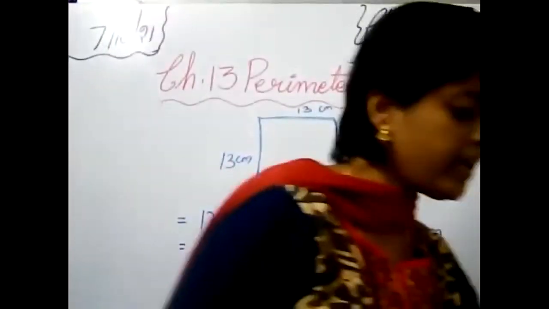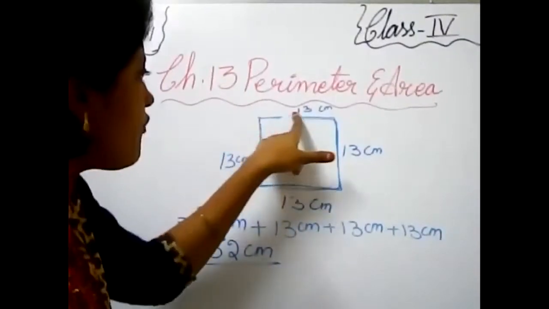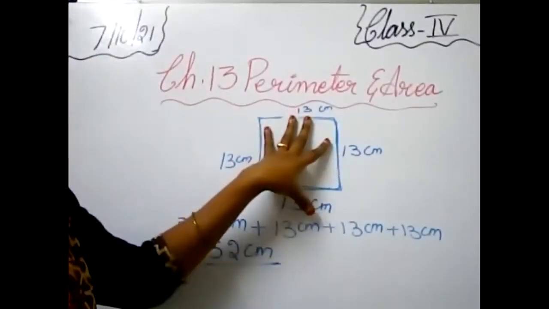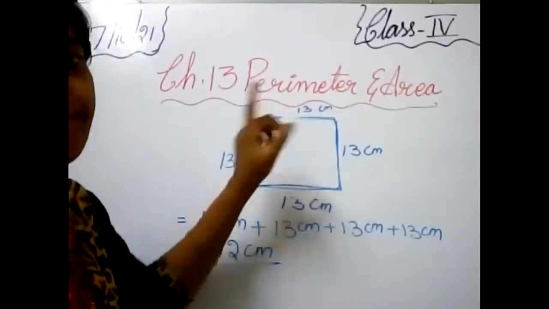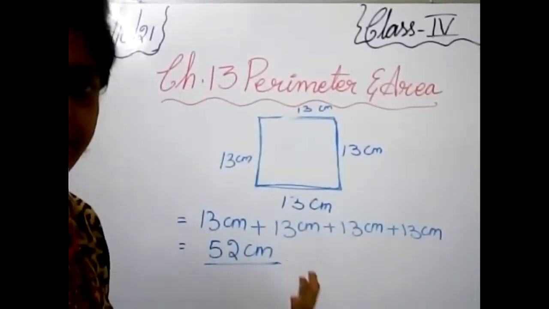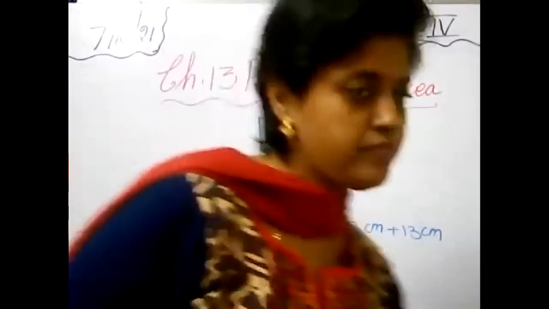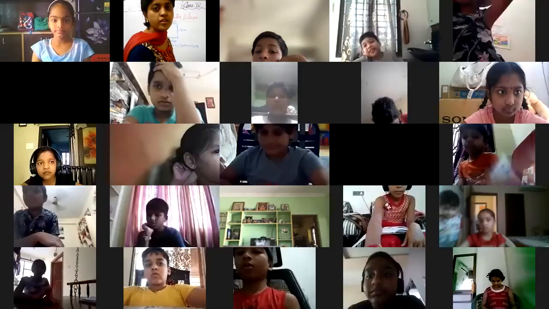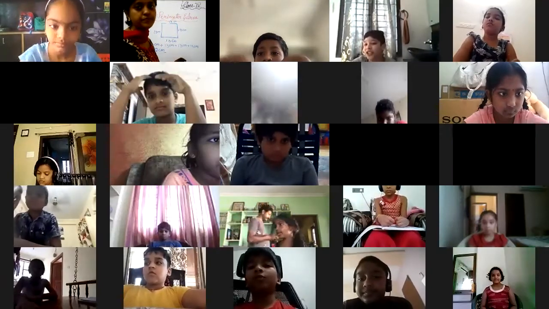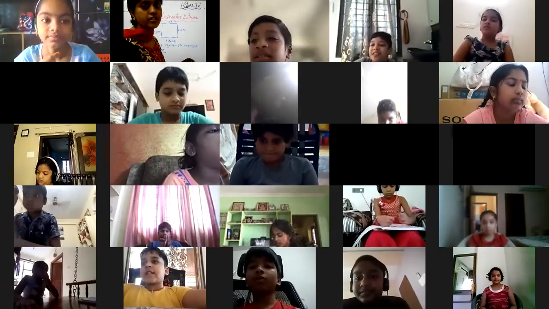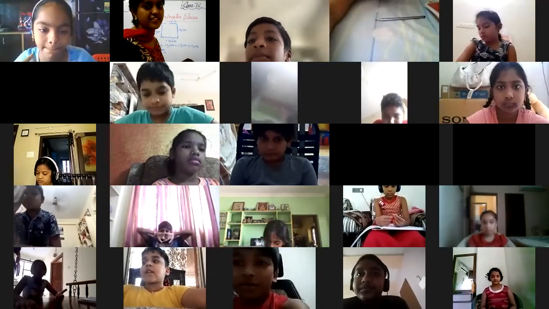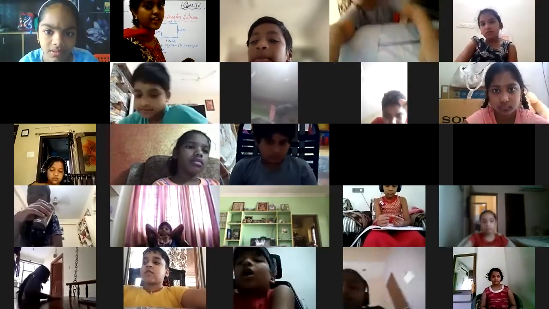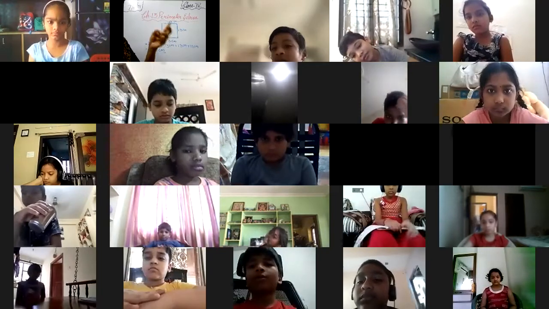So perimeter is what, children? The sum of all the sides of a closed figure is called perimeter. Ma'am, in a rectangle, the centimeters will be different. Yes, it will be different. Now we are going to learn with each shape. Okay? Triangle, rectangle, square.